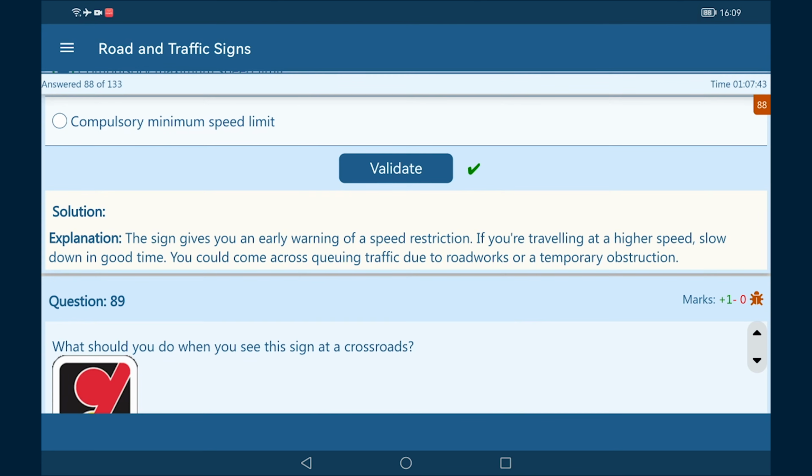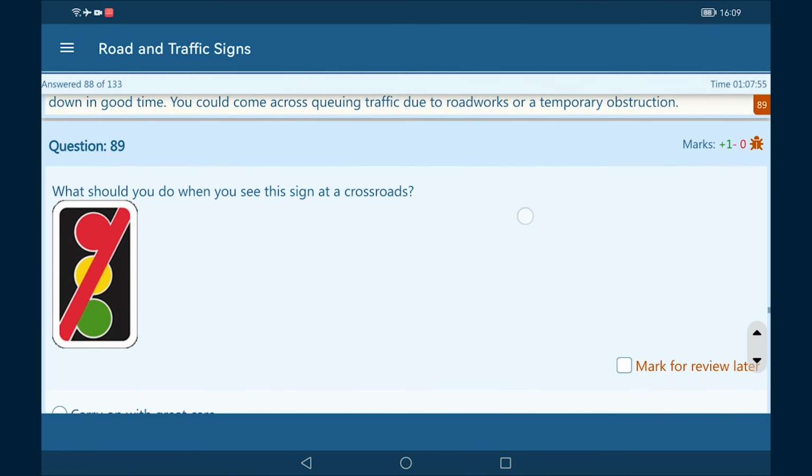Explanation. The sign gives you an early warning of a speed restriction. If you're traveling at a higher speed, slow down in good time. You could come across queuing traffic due to roadworks or a temporary obstruction.